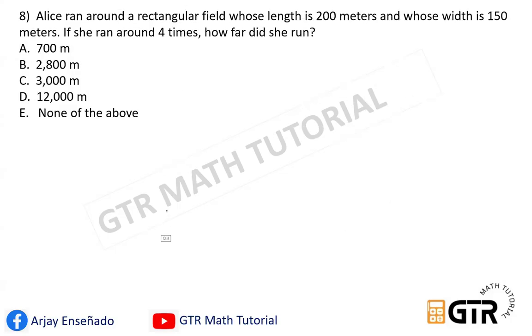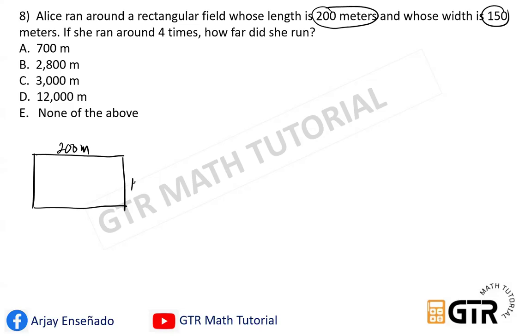Next, number 8. Alice ran around a rectangular field whose length is 200 meters and whose width is 150 meters. If she ran around 4 times, how far did she run? So we have a rectangular field, 200 meters in length and 150 meters as width. And then the opposite side is another 200 meters, and another 150 meters.